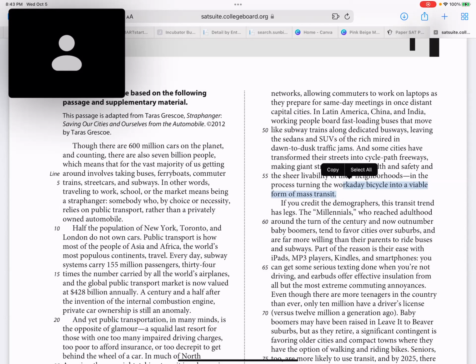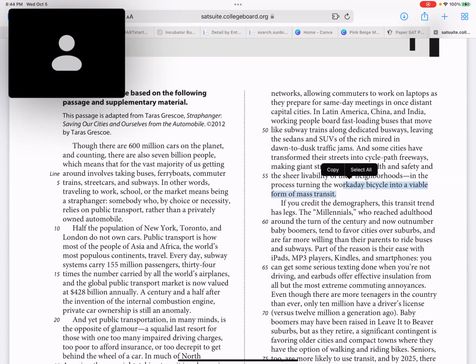Yeah, absolutely. This one is C. If we believe them, then we're saying this has legs. Why is it saying that? If you believe the demographers, the people who study people, they are saying younger people are more willing to take mass transit, much more willing to take public transport. So if you believe that this is a viable means of transport, just look at the data. And it says that younger people are indeed much more willing.